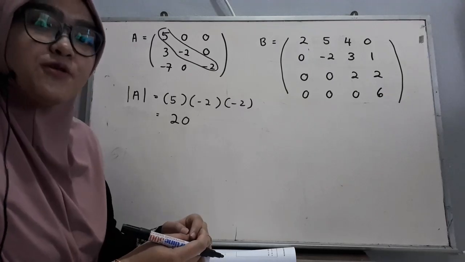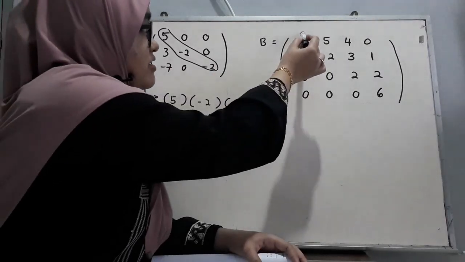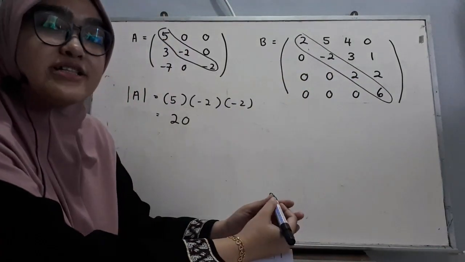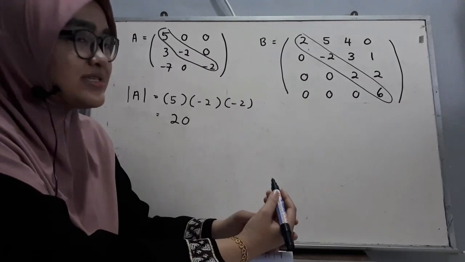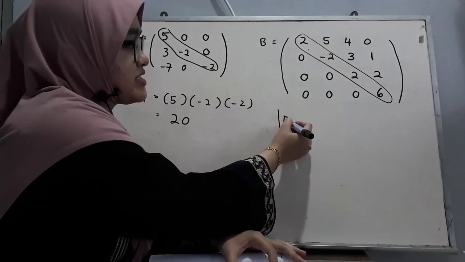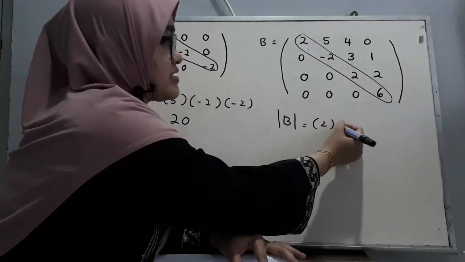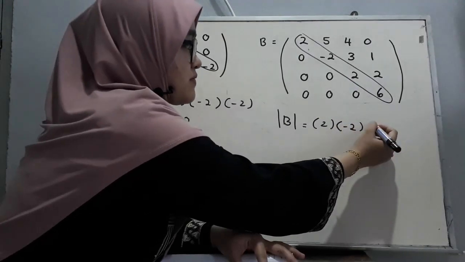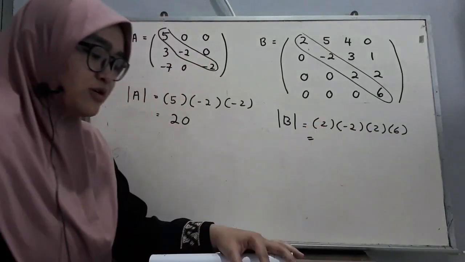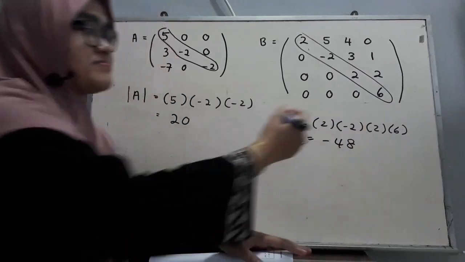Second example, here we have matrix B. Matrix B is a 4 by 4 matrix. We can see here that all the entries below the main diagonal are all 0. So this is an upper triangular matrix. To find the determinant of matrix B, equal 2 multiply by -2 multiply by 2 multiply by 6, which equals -48.